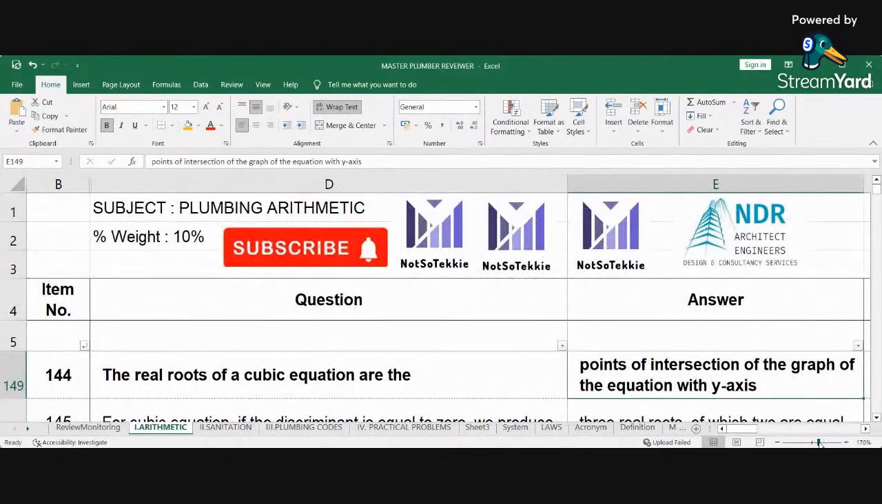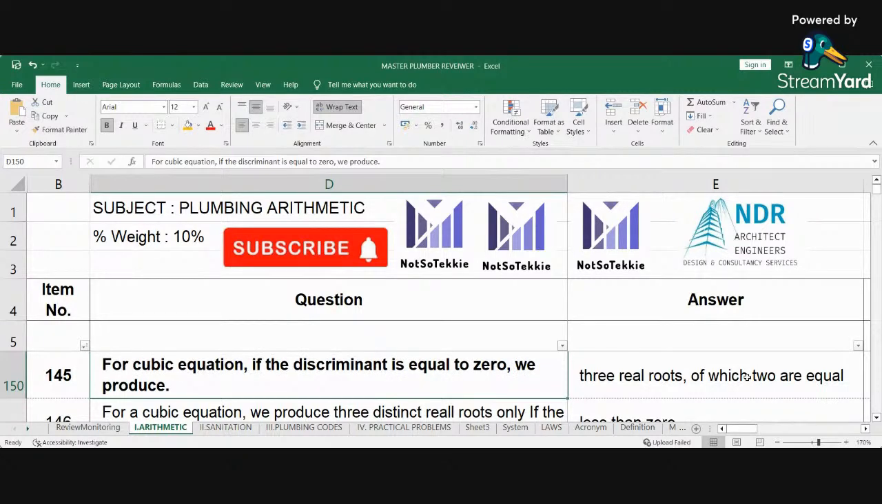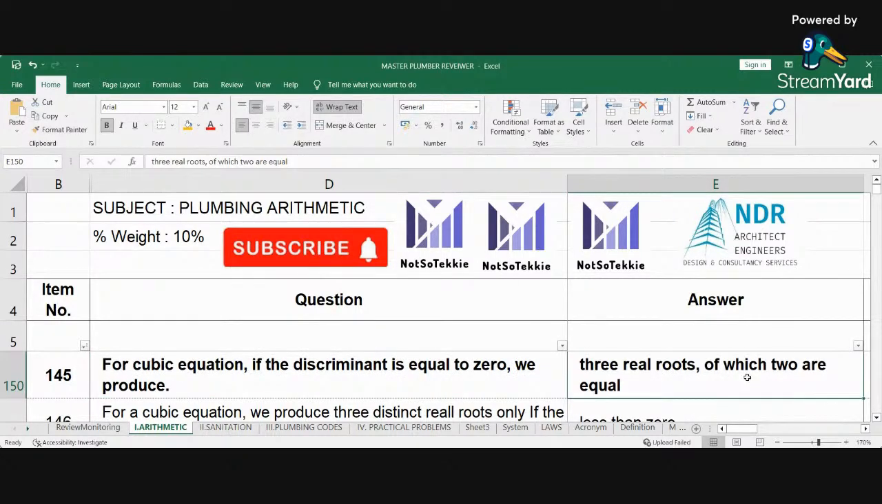Sorry. Next one, 145. For cubic equation, if the discriminant is equal to 0, we produce 3 real roots, of which 2 are equal. For cubic equation, if the discriminant is equal to 0, we produce 3 real roots, of which 2 are equal.